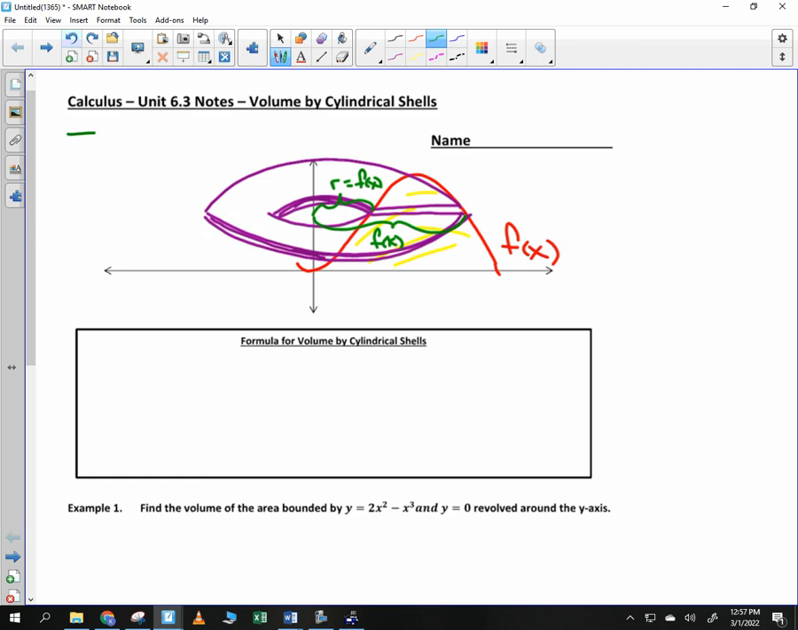So if you were to set up pi times big R squared minus little r squared, notice you would get pi times the big radius minus the little radius. And then what would happen? They'd just go away, wouldn't they? That doesn't work, does it? We need a different way. We need a better way. And so we're going to draw something called cylindrical shells.